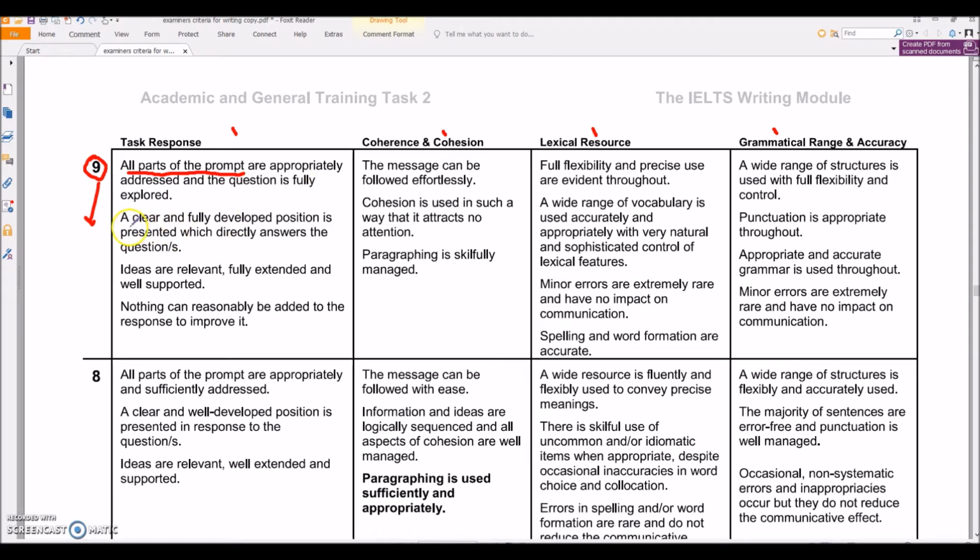Now if we consider the rest of the keywords, you want a clear, fully developed position. So your answer to the question must be clear and directly answer the question. Again, we'll see what this means in a moment.